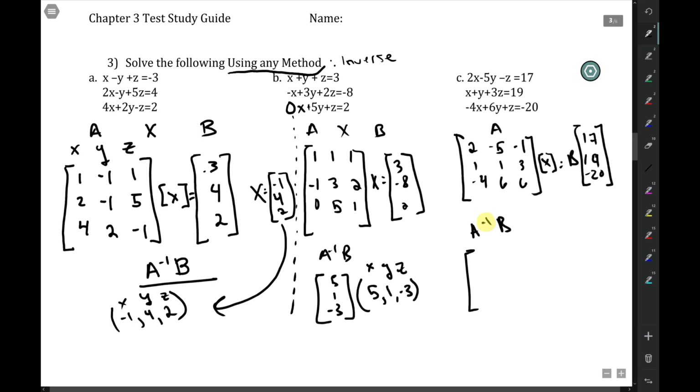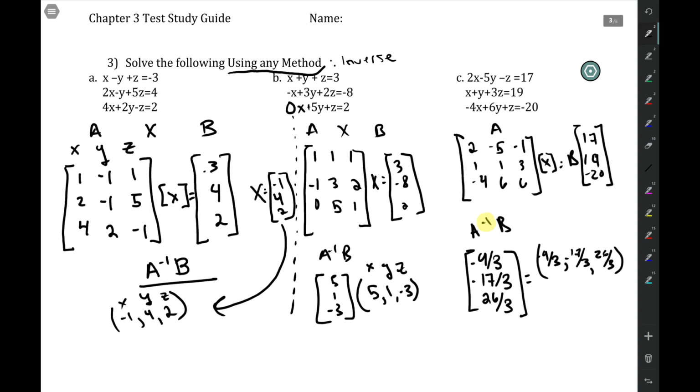So this one you actually get fractions for, making it a little nastier: -4 thirds, -17 thirds, and also 26 thirds. That's why matrices can be especially useful. When it comes to fractions, a lot of times students are a little uncomfortable, but matrices take care of them right away.